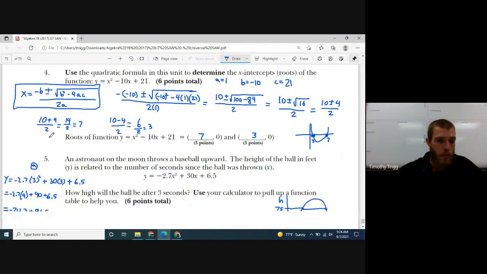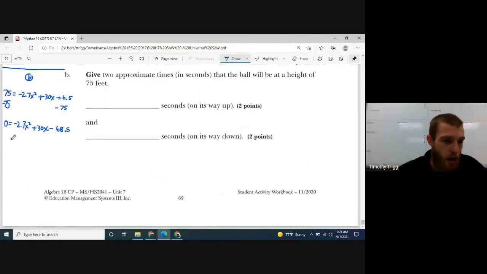Okay. So in this case, our A, again, our A is whatever's next to the x squared. So in our case, the A is negative 2.7. The B is whatever's next to the x. So in our case, the B is 30. And the C is our constant, which in our case is negative 68.5.